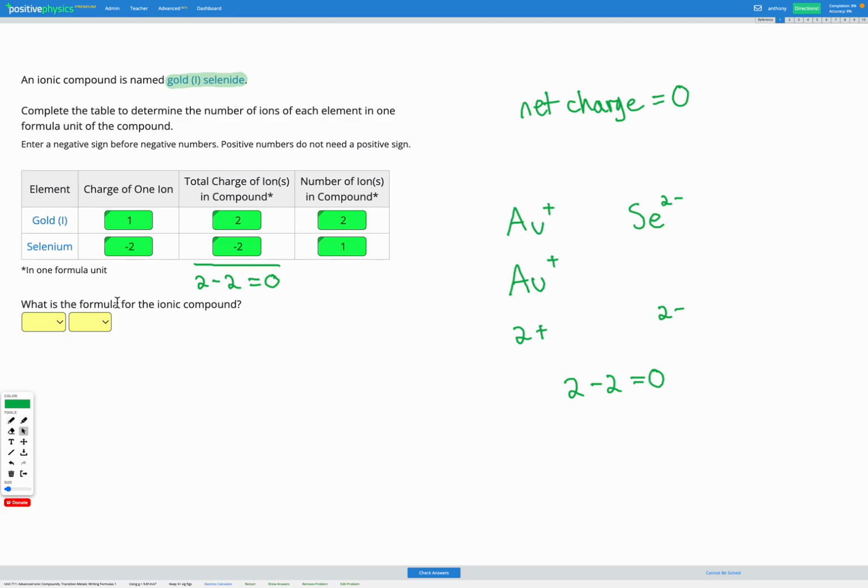Our final step is writing out our formula. So we have 2 gold ions, so Au2, and 1 selenium, so just Se on its own. So this works exactly the same as with any other ionic compound. We just have to remember to use that number that comes after the metal to tell us what the charge on our metal ion is going to be.